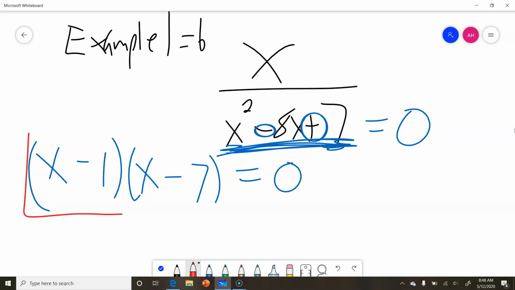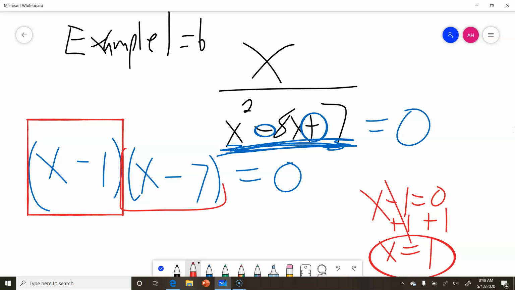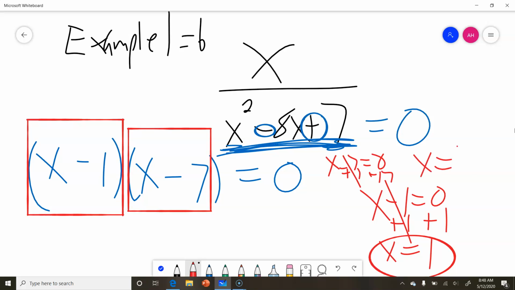So now I solve each one individually, like our last lesson. So I do x minus 1 equals 0, add 1, boom. I get x equals 1. There's 1. And then I do it to this one. I do x minus 7 equals 0, add 7. I get x equals 7. Yay, those are my two answers.